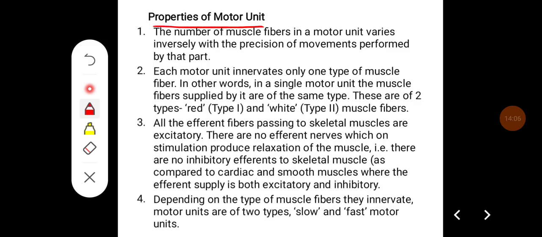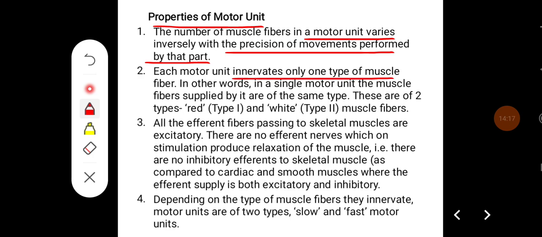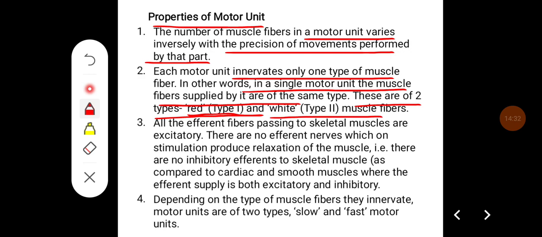Properties of motor unit. The number of muscle fibers in a motor unit varies inversely with the precision of movements performed by that part. Each motor unit innervates only one type of muscle fibers. In other words, in a single motor unit, the muscle fibers supplied by it are of the same type. There are two types, that is red type, also called type 1, and white muscle fibers, that are also called type 2 muscle fibers.